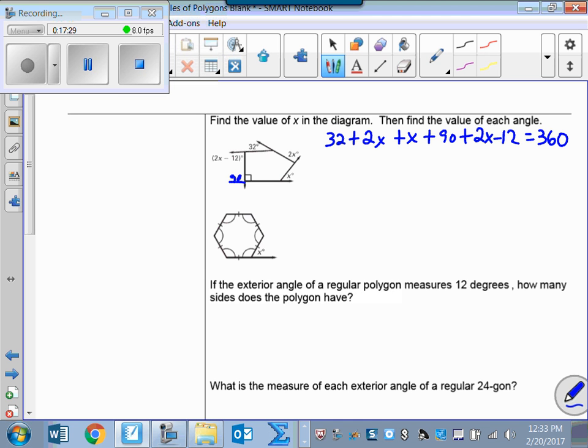So let's see, 2x plus x, 3x, 5x equals 360. And then let's see, we got 32 plus 90. 32 plus 90 is 122 minus 12 is 110. So 5x equals 250. So x equals 50.